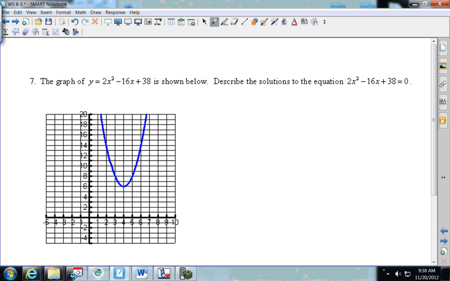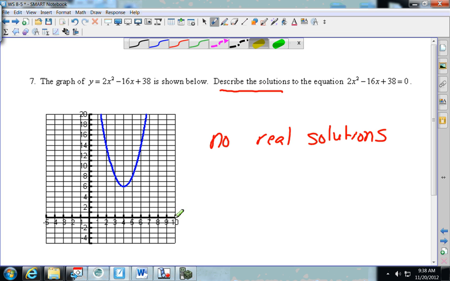So the next one, it wants us to describe the solutions of this graph. How many solutions are there? So we should write no real solutions. The reason why there are no solutions is because it does not touch the x-axis. It has to touch the x-axis to have a solution, and there are none.